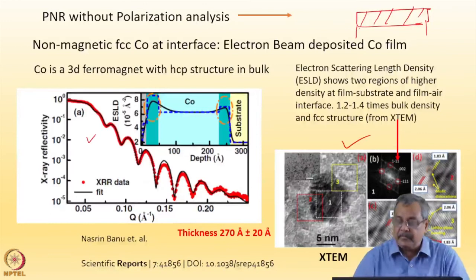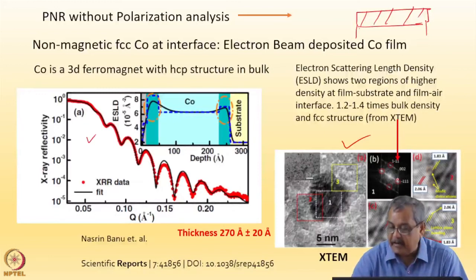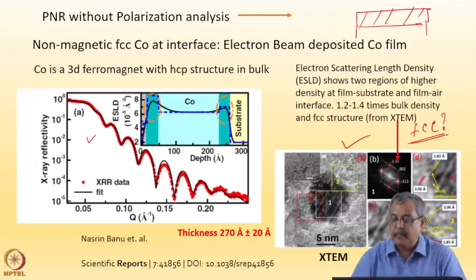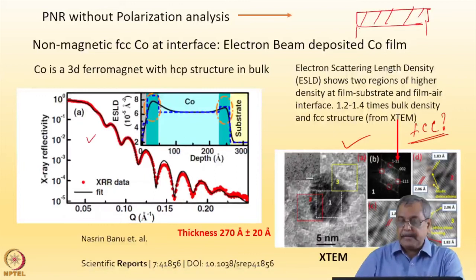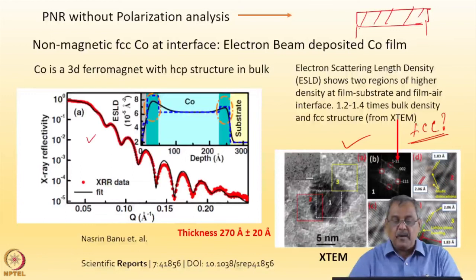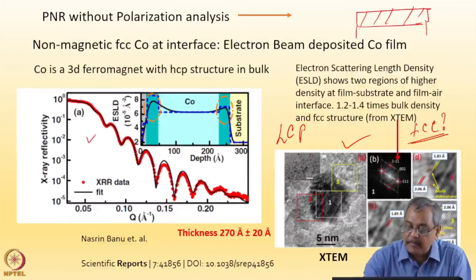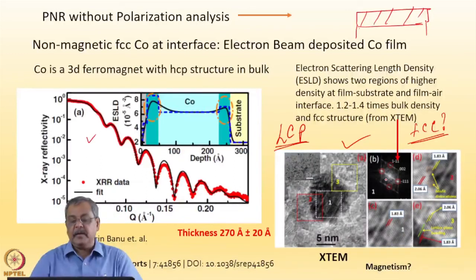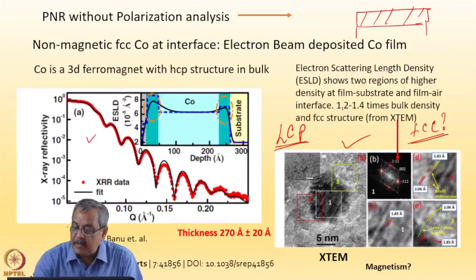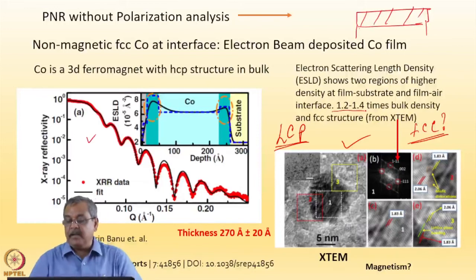And then we did XTEM in this region, which I have highlighted here, and the fast Fourier transform of the XTEM pattern over here gives me an FCC structure. This is also an interesting phenomenon because this is high density, this is FCC, whereas cobalt is a ferromagnet which is HCP. Bulk cobalt is HCP, this cobalt is FCC at the interface, and it has an interface density almost 1.5 times that of bulk density, and FCC structure from XTEM.